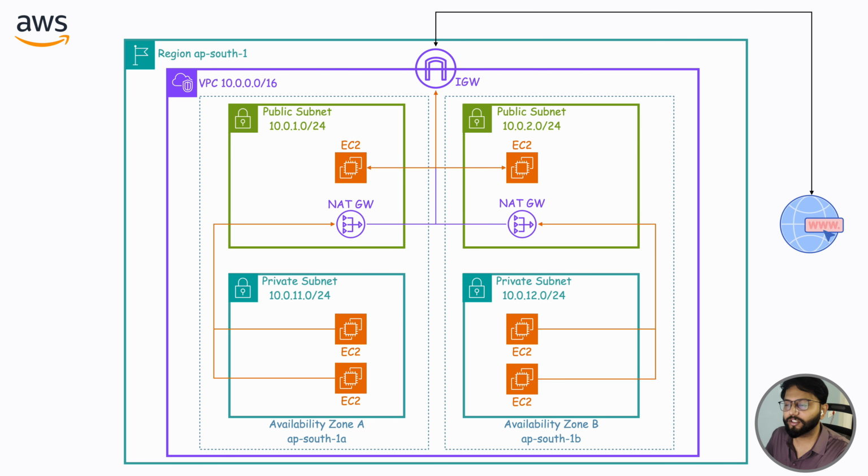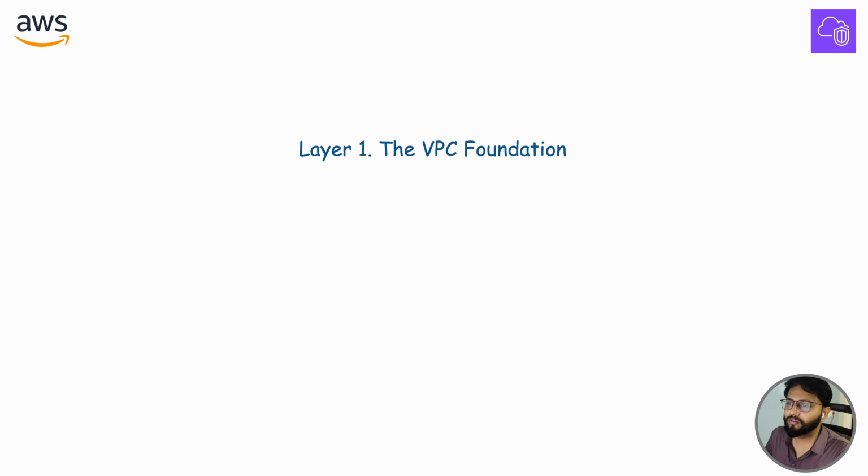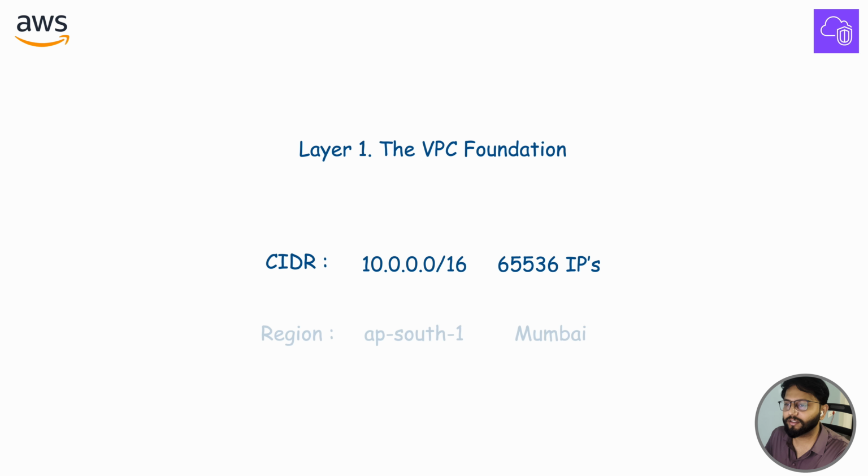Here is the complete architecture. You'll want it as a reference. Layer 1, the VPC foundation, where the CIDR block is 10.0.0.0/16, which gives you 65,536 IP addresses. Region ap-south-1. I'm using the Mumbai region, but you can use any region which is closest to you.